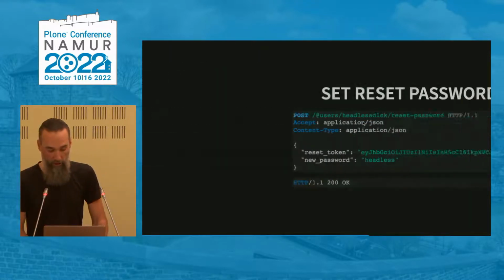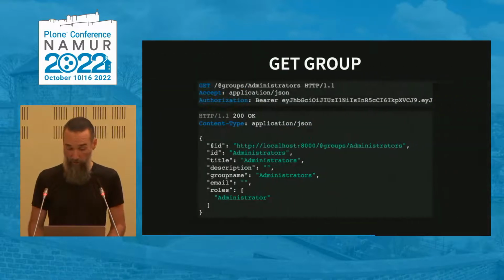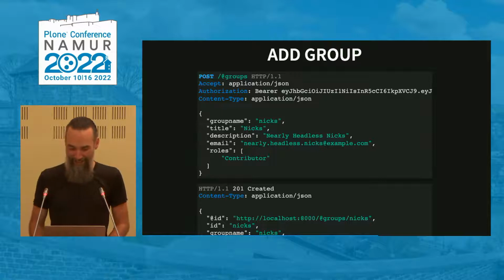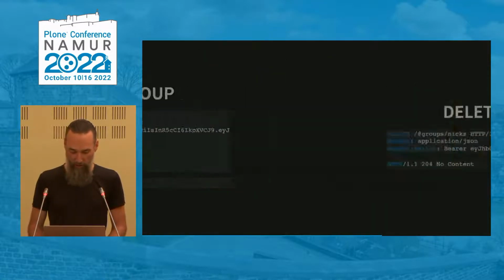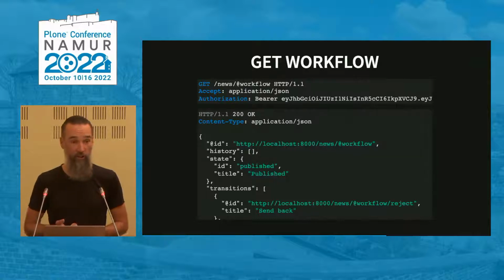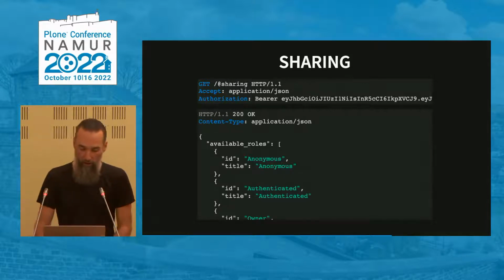Then we can reset our password. We can set the reset password. We can list groups, get groups. As I said, there's a lot of listings in here. Add a group, update a group, delete a group. And then we have workflows, same thing. You can also just fetch the workflow if you want to know what transitions are available. And you could do a transition from one state to another. We have the sharing.